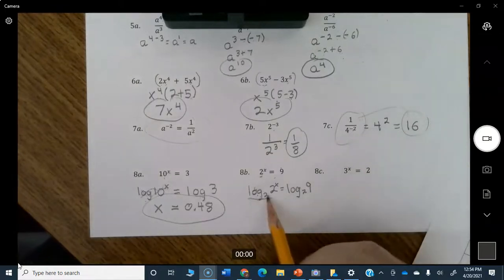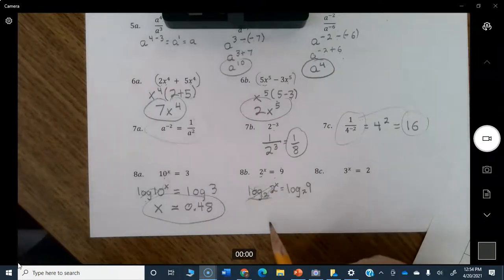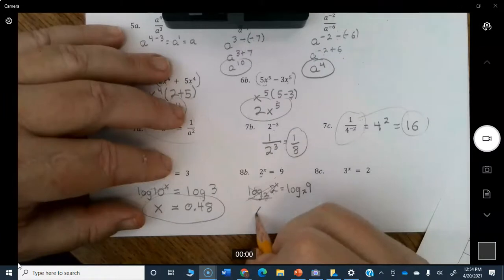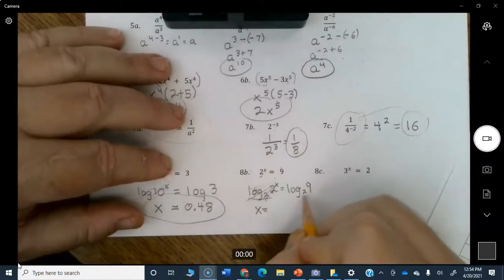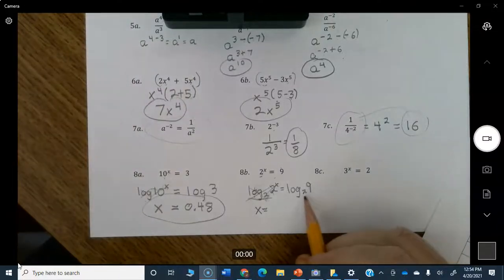Okay, over here, so log base 2 of 2 to the x, the log base 2 and the 2 are going to inverse each other. They have to be the same number there. So that means this side's just going to be an x. That's great. That was easy. But this side's not so easy because we don't have a function on our calculator to do base 2 log. So we can't figure this out on the calculator this way.